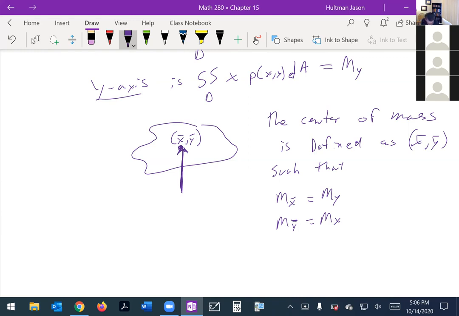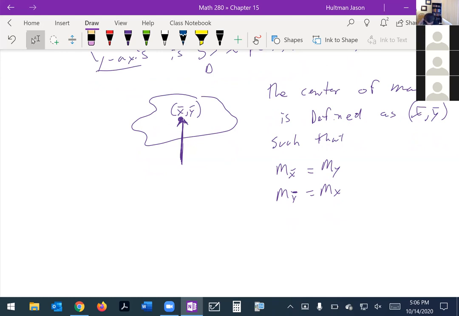Okay, so what can we say? Well, no, sorry, I did this wrong. This is not the moment. This is mass, little m. This is the mass times x bar and the mass times y bar. Because think of this as a point mass. You've got all your mass in this one point.